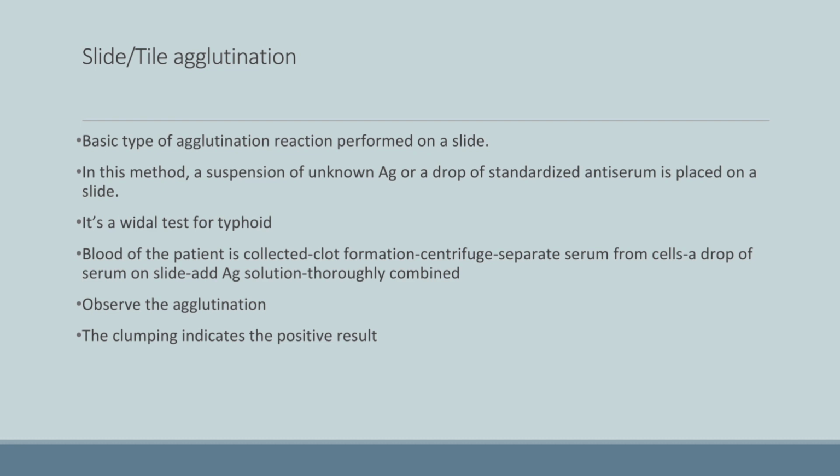The process is as follows: first we collect the blood sample from the patient and allow it to clot. After the formation of the clot, we go for centrifugation, in which the serum is separated from the cells. Then we take a drop of serum on the slide and add the antigen solution, which contains killed Salmonella typhi, and thoroughly combine them. Then we observe for agglutination.